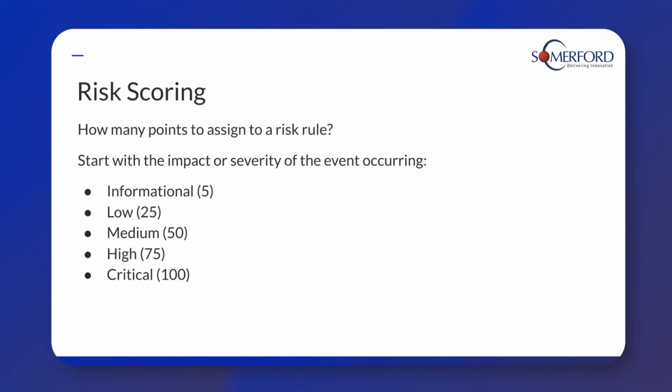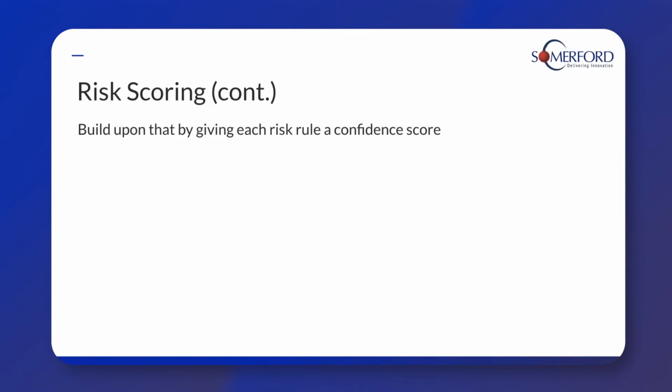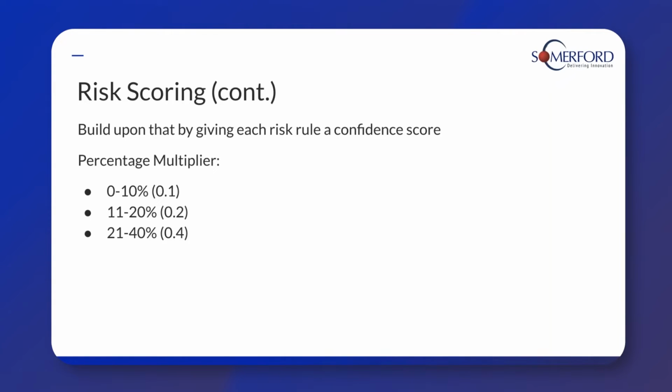Now, if you use a confidence score to manipulate that, what you get is a percentage multiplier, right? If it's really unlikely to be a true positive, so you're talking 0 to 10%, you want that actual risk score to go down quite significantly. So you could multiply it by 0.1. Or if it's 11 to 20, maybe you go 0.2, maybe it's 21 to 40, you go 0.4, right? What you want to do is give it a percentage value of how confident you are, and then set, and this is a starting point for you really, a multiplier for that base score, right?